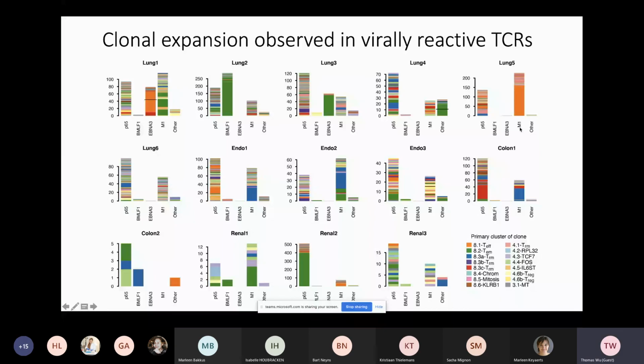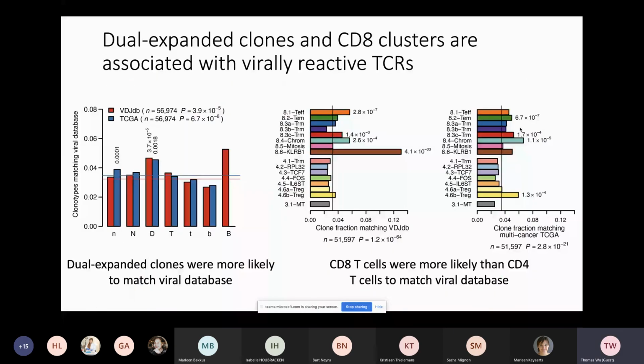And again, we supported this by looking at our data collectively, and we saw a hint that the dual expanded clones, shown here, were more likely to match the viral database than the other types. Again, supporting this idea that what is going on is that you get an influx into the tissue of all effector, these dual expanded, these peripherally expanded T cells, regardless of whether they are reactive to virus or tumor. And of course, the patient could have some viral reaction going on elsewhere, accounting for these viral reactive TCRs.